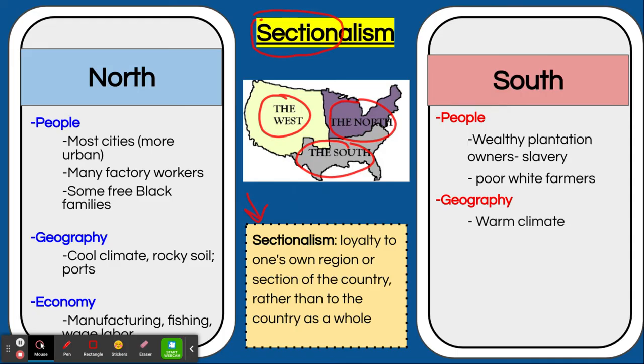The geography was a warm climate, which is conducive to farming, fertile soil, and the economy was farming. Okay, cotton is king. The South was the largest producer of cotton in the world at the time, and then slave labor.